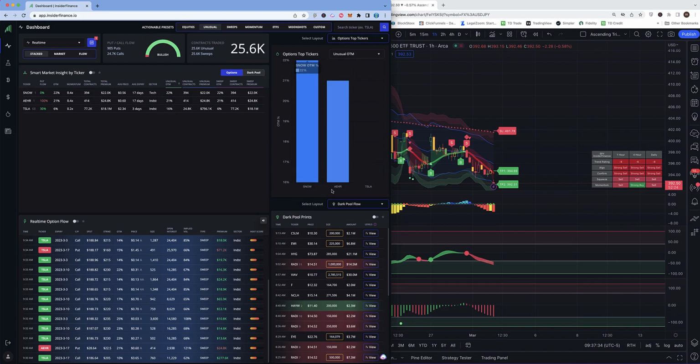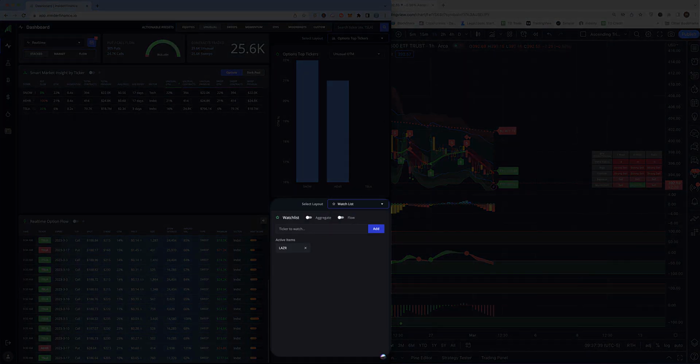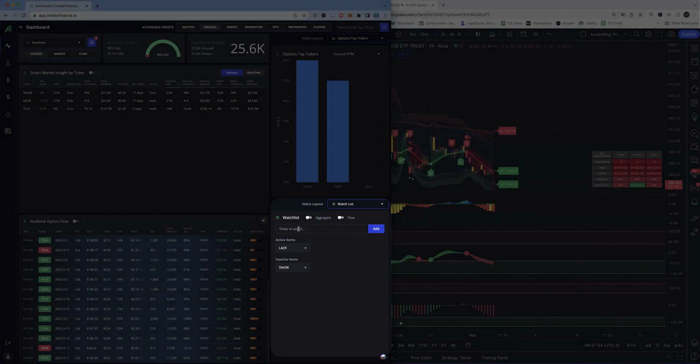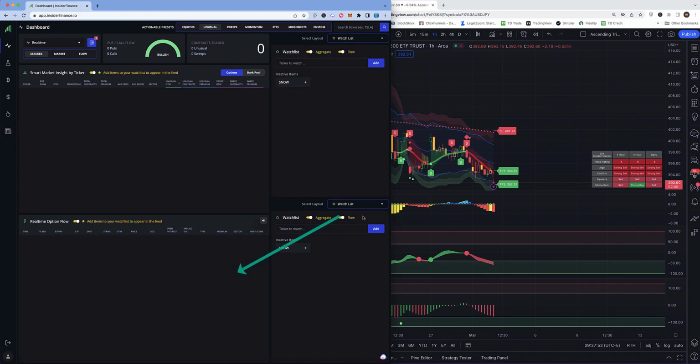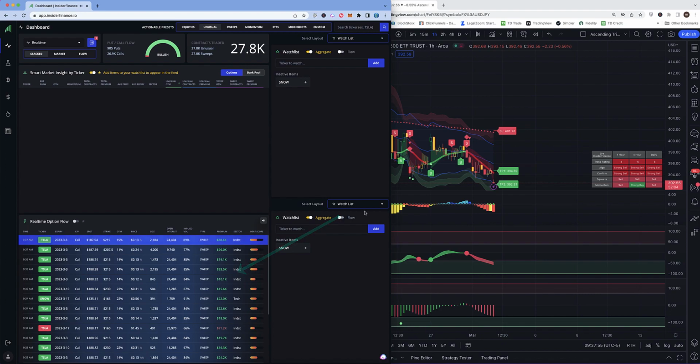As I wait for more data to start coming in, let's look at some other features of the platform. Another helpful widget I like is the bottom right where you can use the drop-down menu and click Watch List. Add or remove any ticker. If you click the Aggregate slider, it will filter the Smart Market Insight flow by this watch list, or if you click the Flow slider, it will filter the real-time flow at the bottom as well. I use the watch list to add tickers that seem interesting, but may not necessarily be ready for taking an entry. Later in this video, I will show you what I look for before taking an entry into a trade.